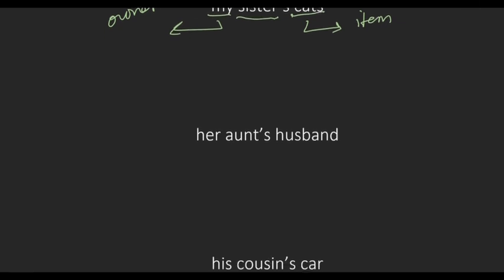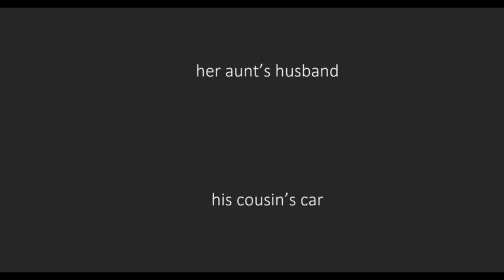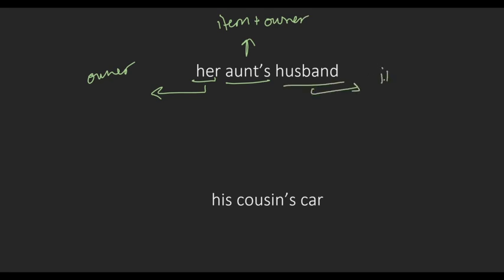Let's look at another example. Her aunt's husband. What's going on there? Well, she has an aunt, which makes her the owner. Aunt is the item. But also her aunt has a husband. So aunt is the owner item, and husband is the item. Exactly. So she has an aunt, and her aunt has a husband.